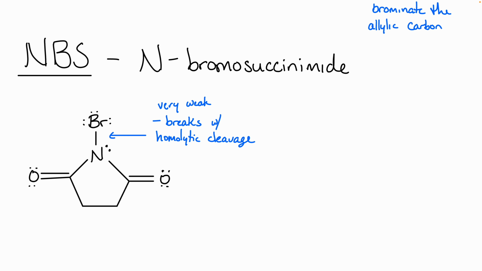You don't have to have this structure memorized, but we took a look at the structure of N-bromosuccinimide, and we noted that it had this very weak nitrogen-bromine bond, so it breaks with homolytic cleavage. So this NBS is a good source of bromine radicals. This is another reaction that is going to go through a radical mechanism. We'll talk a little bit more about products, but let's just address real quick why the allylic position specifically.